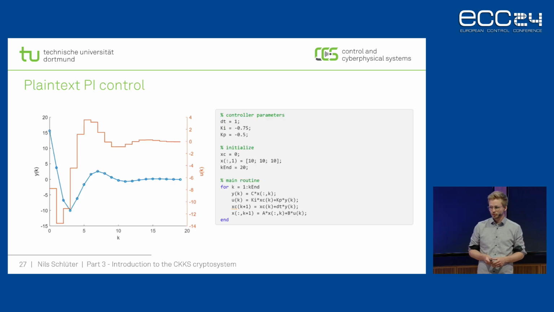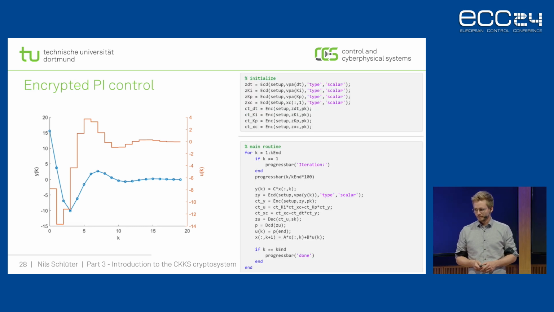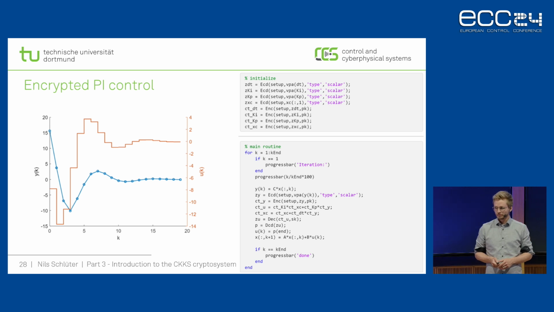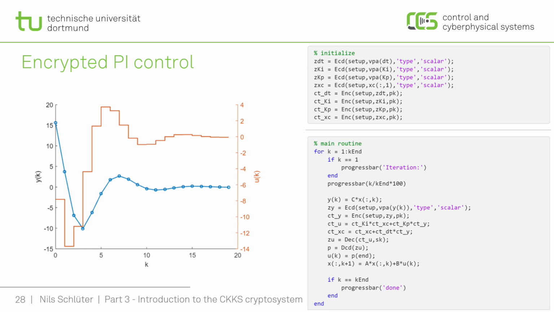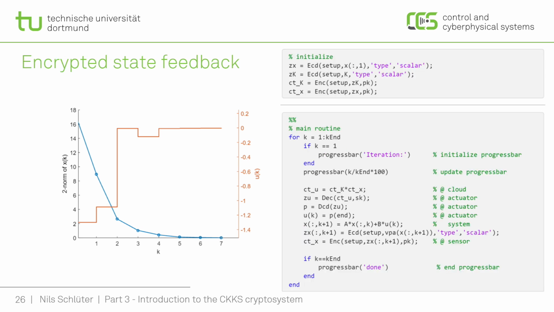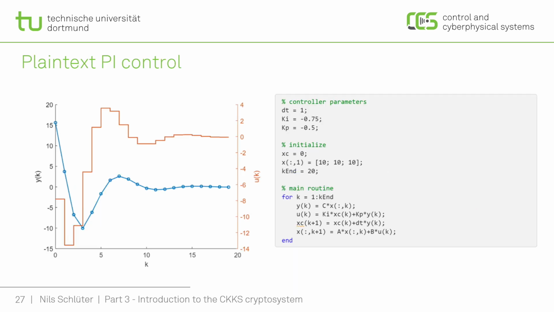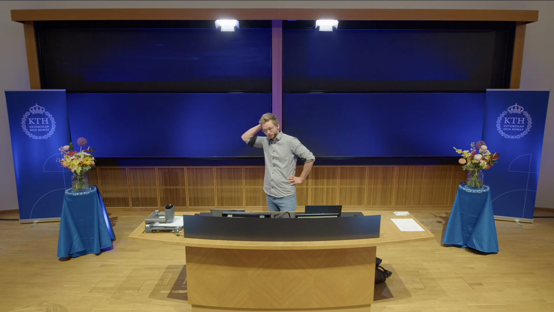Right. For the PI control, it behaves very similarly. We have the encrypted implementation in a very similar fashion. Here, of course, we do not only encrypt the states, but also the feedback gains. And of course, we do that also for the PI control case, because the CKKS crypto system really allows us to encrypt the whole computation. So this is really what I wanted to deliver for the control examples.